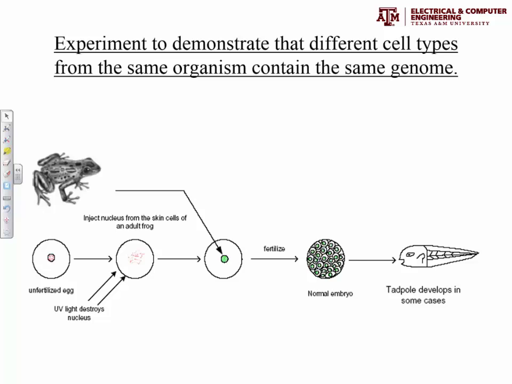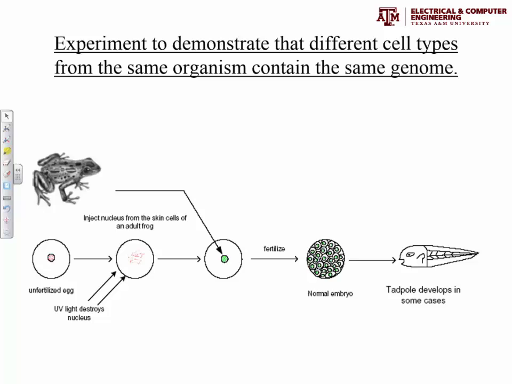To demonstrate conclusively that every cell from the same organism is identical, there is an experiment that biologists did. You have an adult frog here. You take an unfertilized frog egg and treat it with ultraviolet light. Ultraviolet light can destroy DNA, I mean, you have all the thymine dimers and all that. So you give a heavy dose, maybe induce double-stranded breaks, and the nucleus is gone. So this is now an egg which does not have a nucleus.